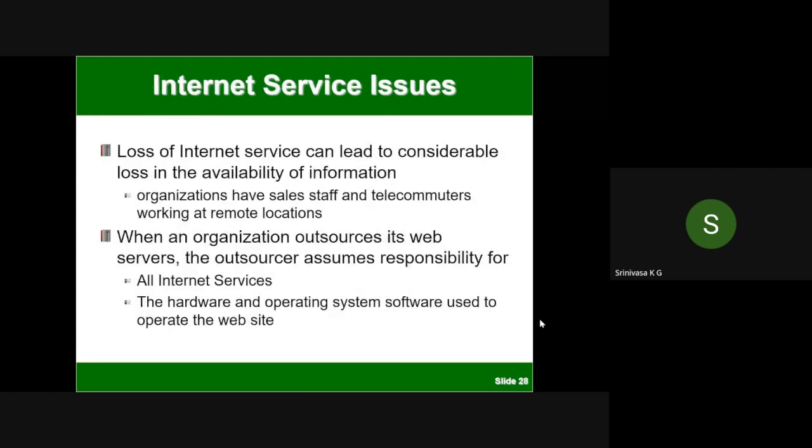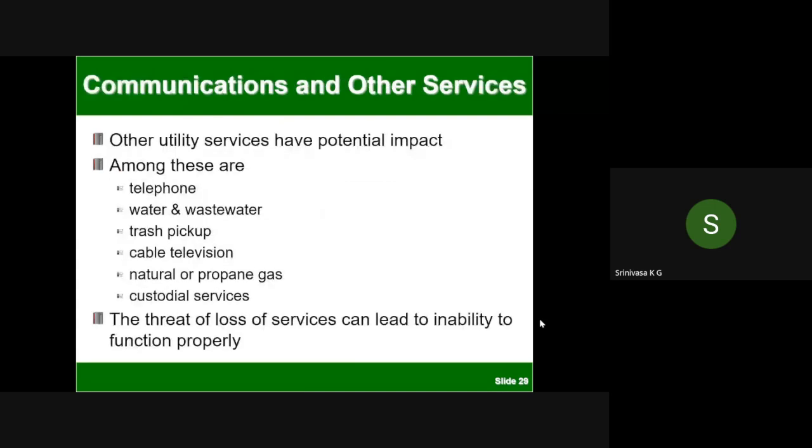Okay, so for example, internet service issues. Loss of internet service can lead to a considerable loss in the availability of information. Organizations have sales staff and telecommuters working at remote locations. When an organization outsources its web servers, the outsourcer assumes responsibility for all internet services and for the hardware and operating system software used to operate the website. Communication and other utility services also have a potential impact, among them telephones, water and wastewater, trash pickup, cable television, natural or propane gas, and custodial services. These are many, and the threat of loss of service can lead to an inability to function properly.